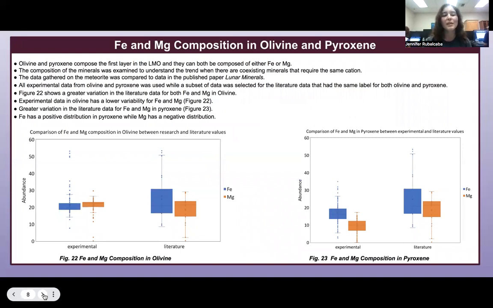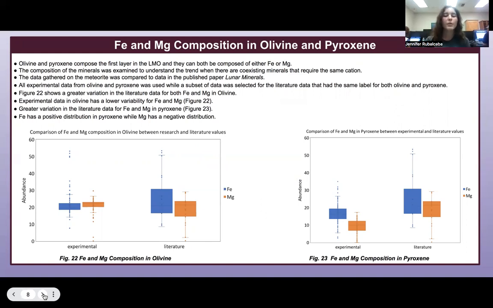The data gathered on the meteorite was compared to the data in the published paper Lunar Minerals. All experimental data from olivine and pyroxene was used, while a subset of data was selected from the literature data that had the same label for both olivine and pyroxene.